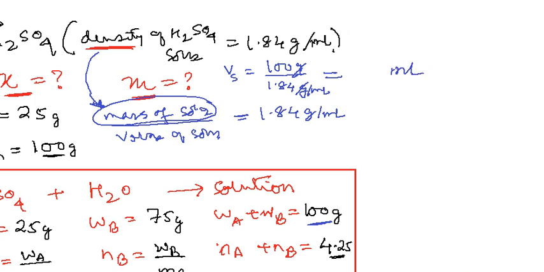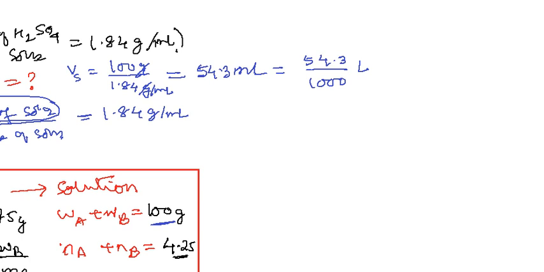So 100 divided by 1.84 is 54.3 milliliter. If we convert this milliliter into liter, we have 54.3 divided by 1000. This is in liter. Now we have our volume, which means we can easily get our molarity. We'll get our molarity as the number of moles of the solute by volume of solution in liter.